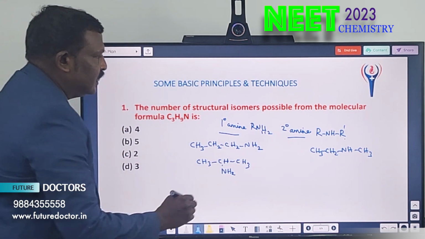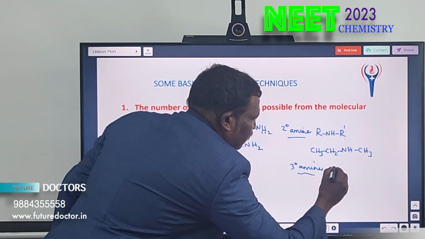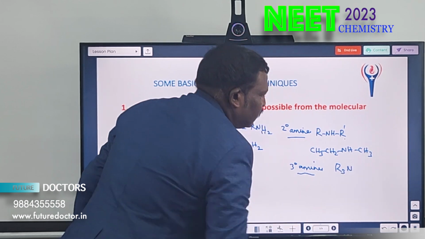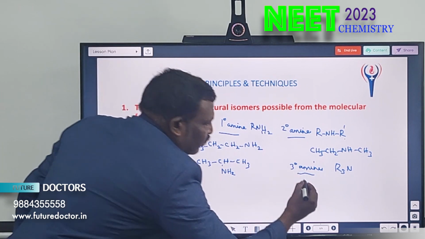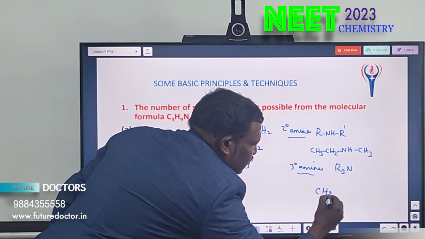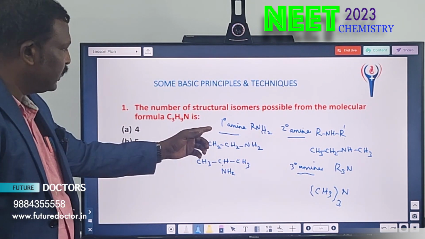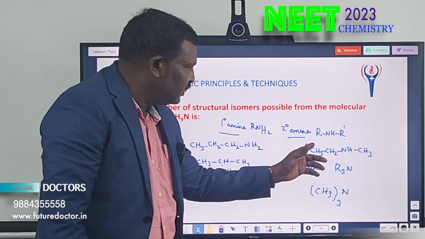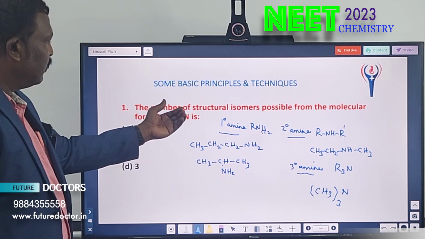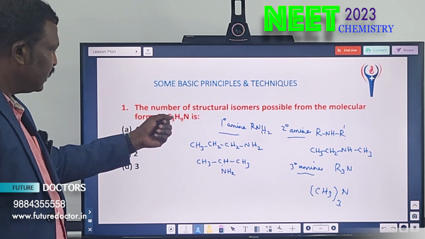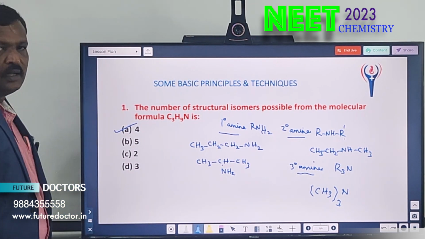Likewise tertiary amines, 3 degree, simple. For tertiary amines, the formula is R3N. For 3 carbons, we can put 3 methyl groups, so CH3 thrice. So these are the possibilities. Totally, for primary amine two isomers, for secondary one, and for tertiary one. Totally 4 possibilities. So the number of structural isomers using this molecular formula is 1, 2, 3, 4. Option A is the correct one.